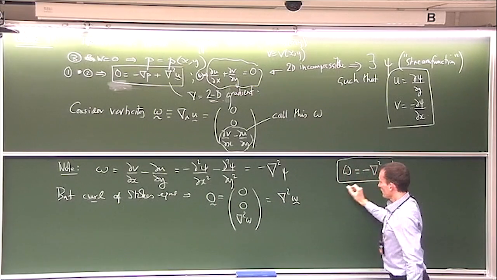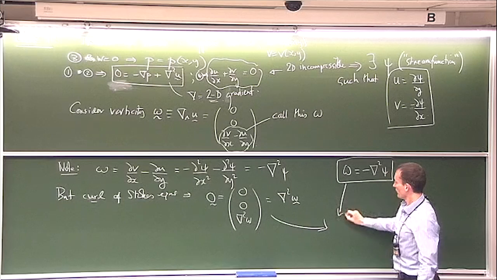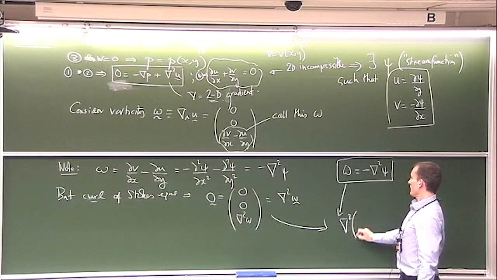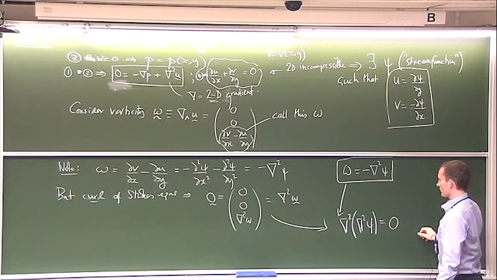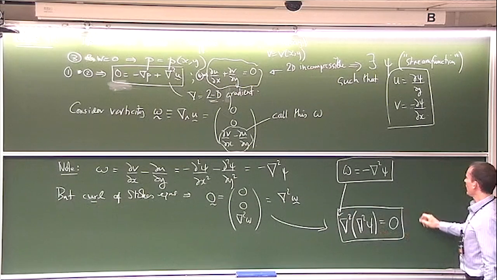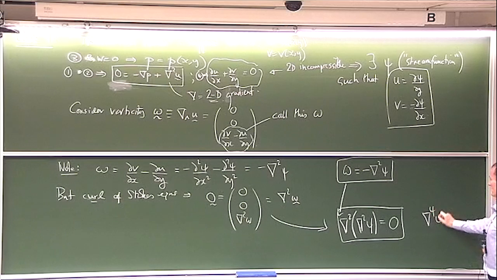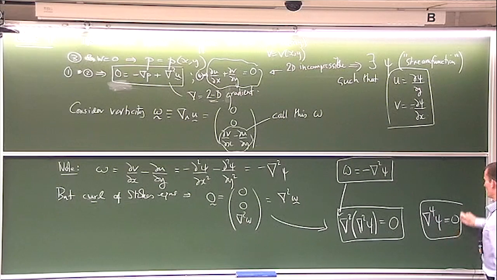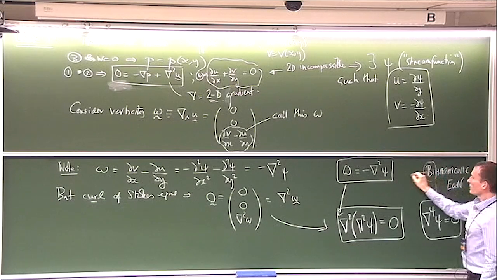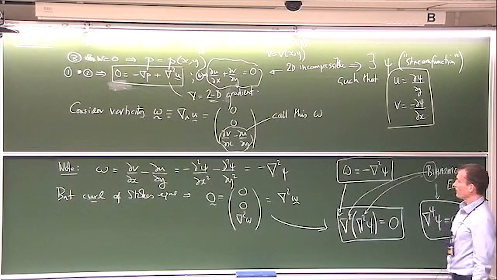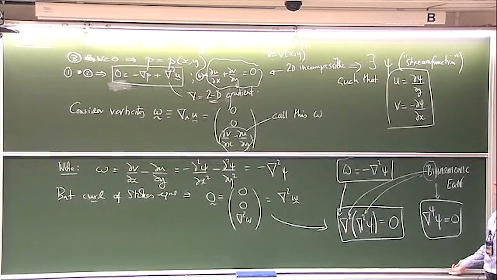So let's combine these two. We've got del squared of del squared psi is equal to zero. And we can write this as del 4 psi. And this, of course, is what people call the biharmonic equation. Biharmonic because there's two of these things, two Laplacian operators.